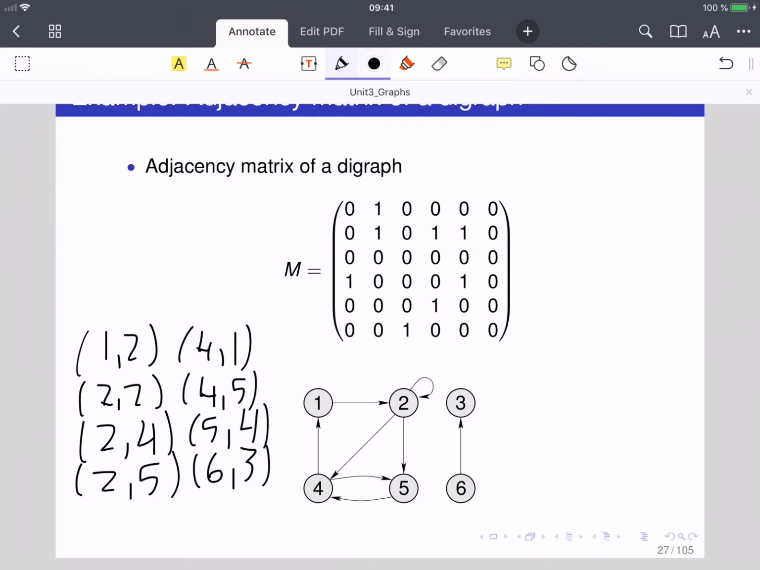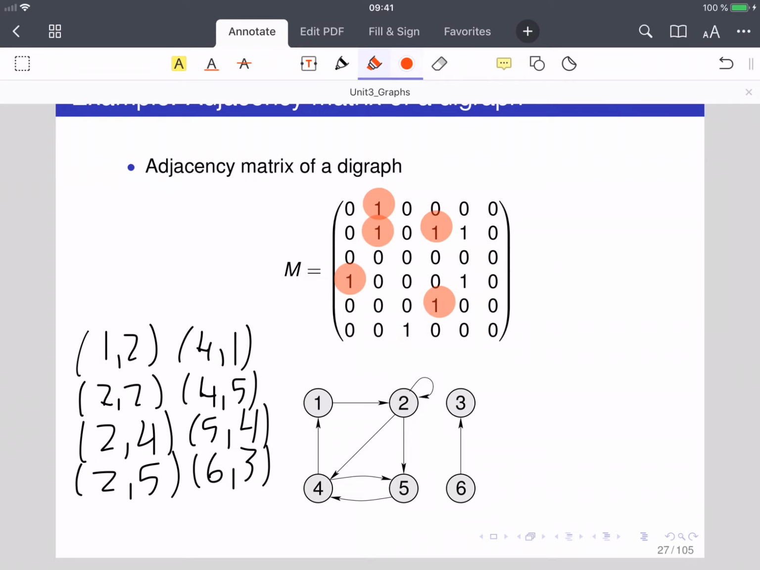and we have edge 6, 3. Okay, in total we have 8 edges, 1, 2, 3, 4, 5, 6, 7, 8 edges, and that is going to be the number of ones that we find in the matrix. So we have exactly 8 edges in the graph, 8 ones in the matrix.